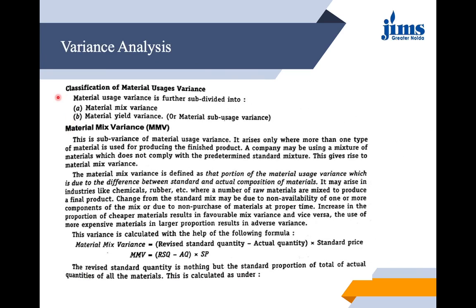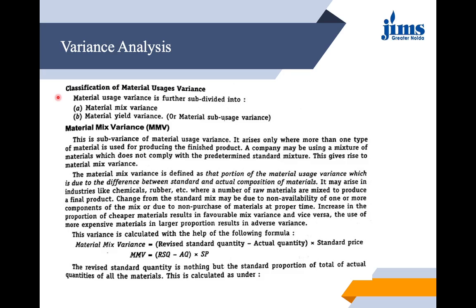There you have two subdivisions, material mix variance and material yield variance. Material mix variance is actually a subvariance, meaning a further division of material usage variance. It arises only where more than one type of material is being used for producing the finished product. The company may be using a mixture of materials which does not comply with the determined standard mixture. So this gives rise to material mix variance. It is defined as the portion of the material usage variance which is due to the difference between the standard and the actual composition of material.